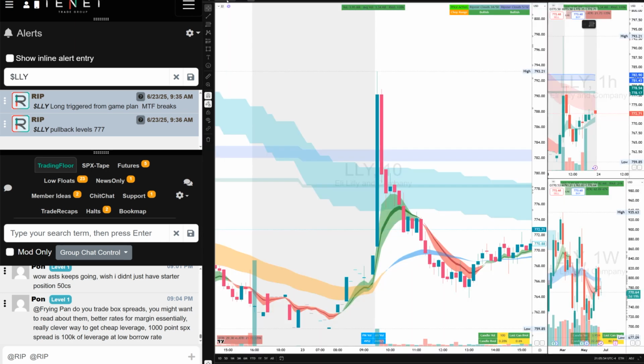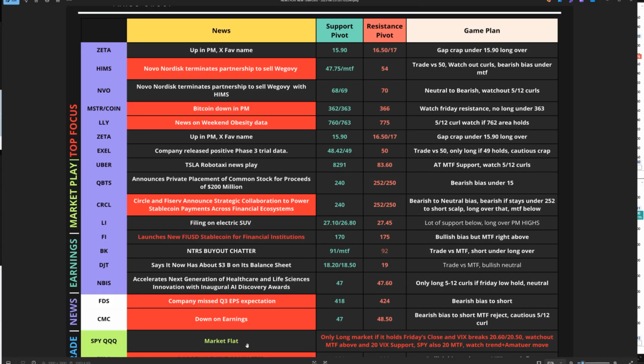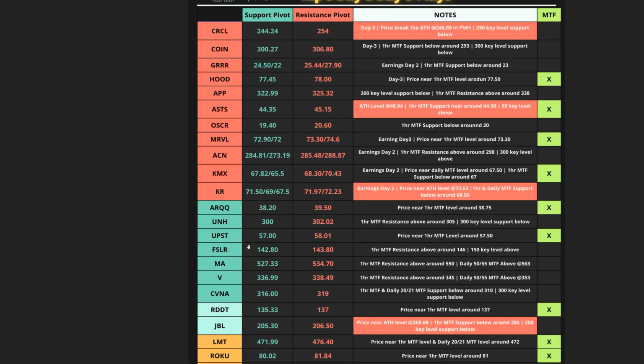All right, so let's look at the next setup here. Next setup is Kroger. This was our day 2 setup. I didn't do a recap on Friday, but this was our big earnings play win on Friday. It was a long all day guided by me. The traders really did good on Kroger. Today was our day 2 setup.